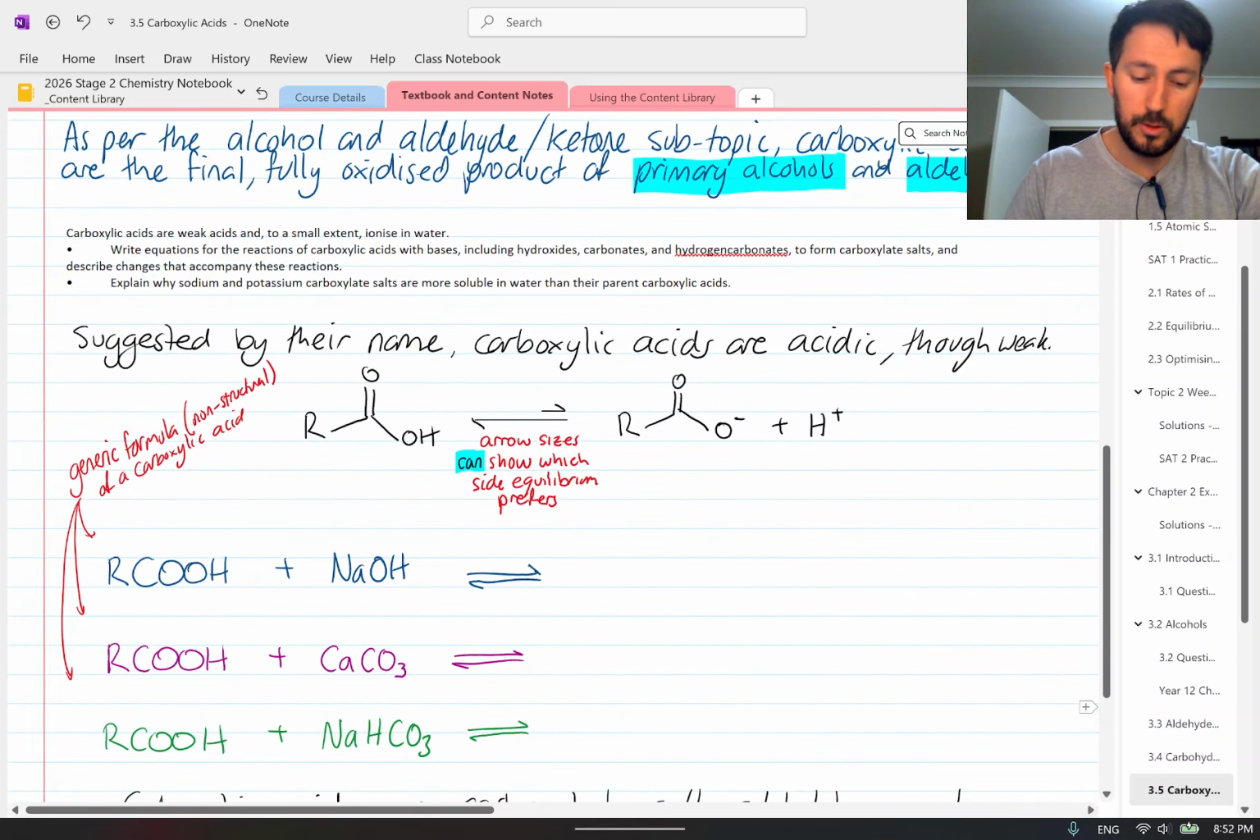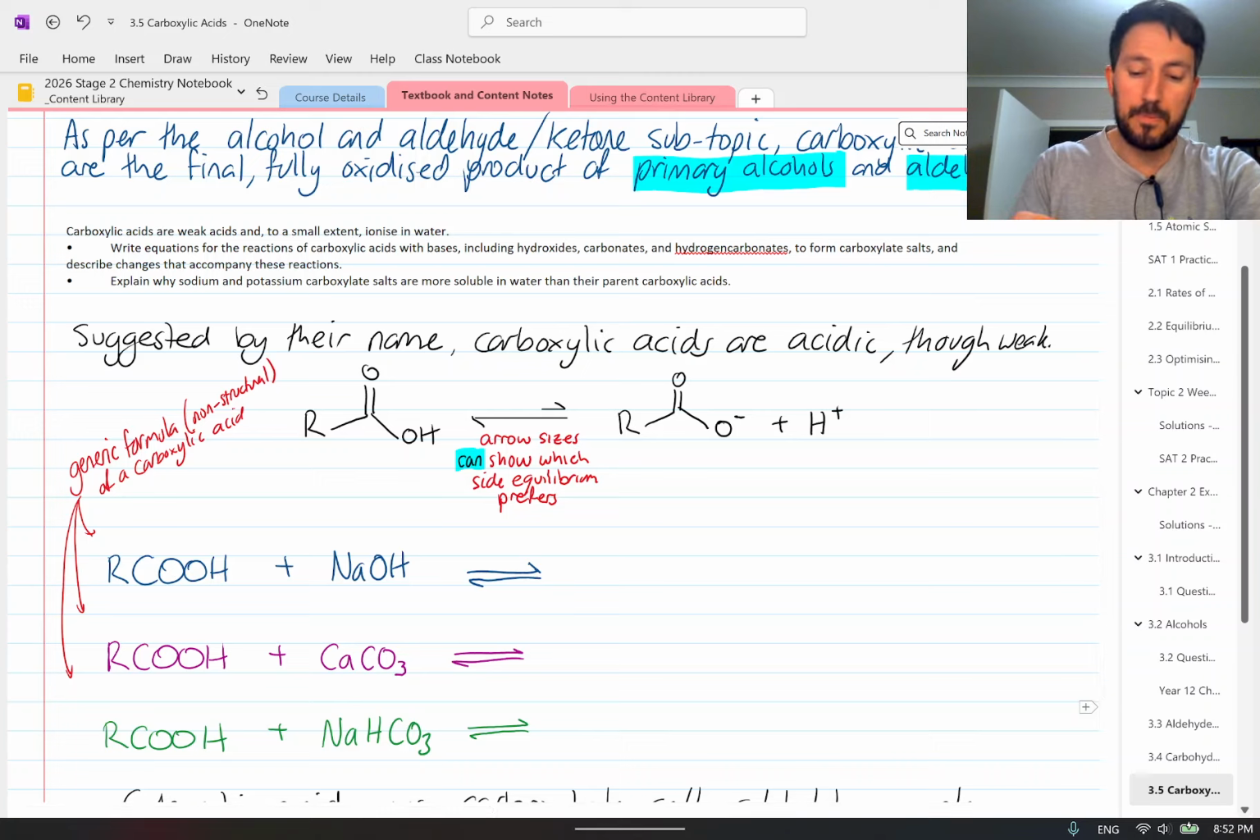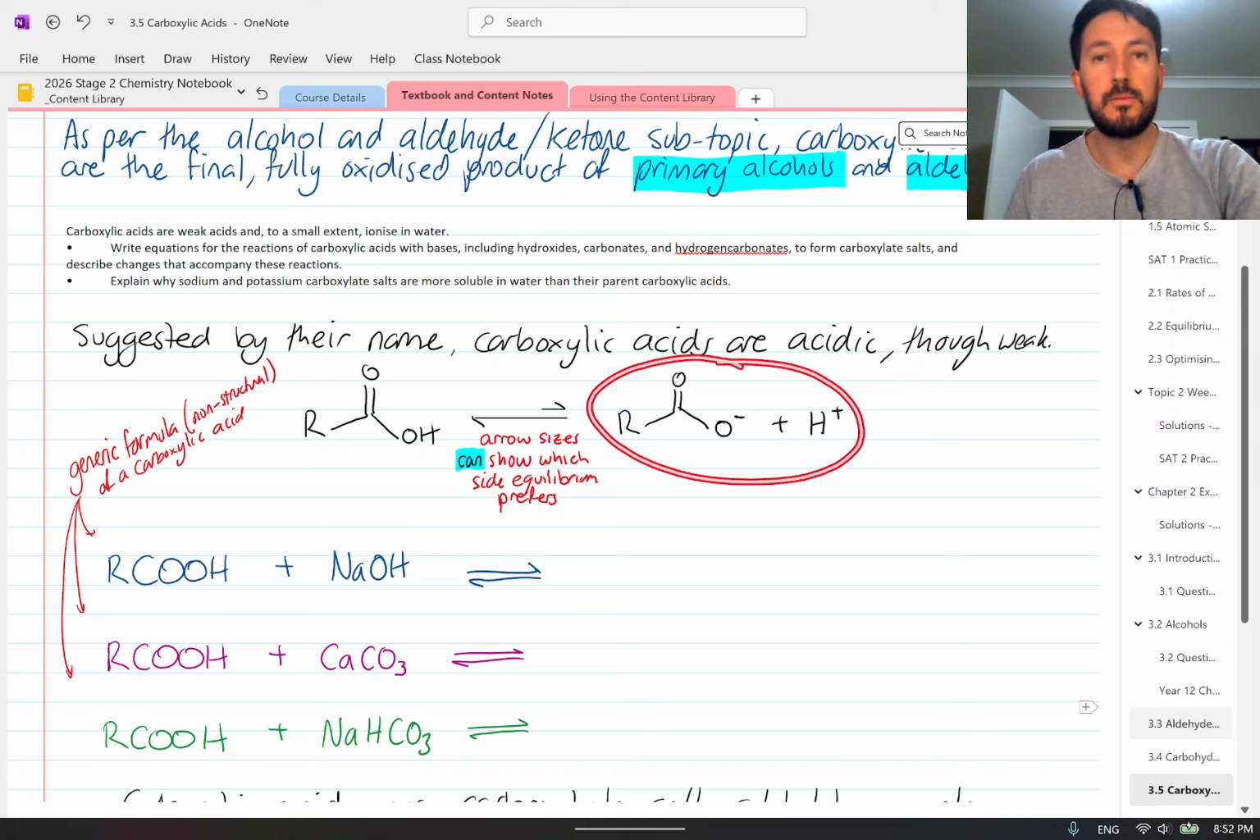So when it comes to some of their properties, I'm not going to be covering much of them, so you can find more properties in the textbooks. But carboxylic acids by their name are acids, but they are weak. What that means is when you put them into, let's say, water, they will self-ionize, but only to a small extent. One way you can represent that is by looking at this equilibrium arrow between the carboxylic acid reactant and our ionized product.